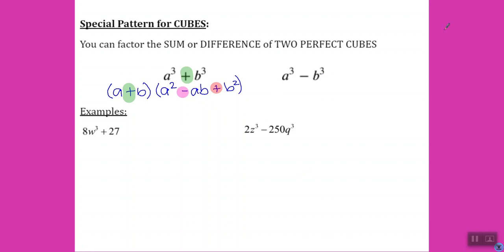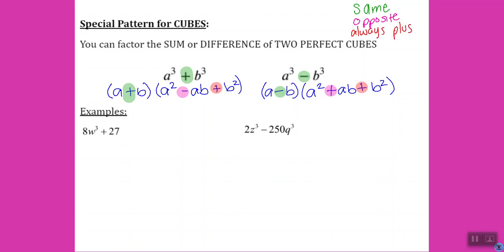So if we look at a cubed minus b cubed, it's going to follow the same idea. A minus b, a squared plus ab plus b squared. So the first sign matches the sign that was given. The second sign is opposite of what was given, and the third sign is always plus. So same, opposite, always plus. So when you're factoring cubes, make sure you use SOAP, S-O-A-P.